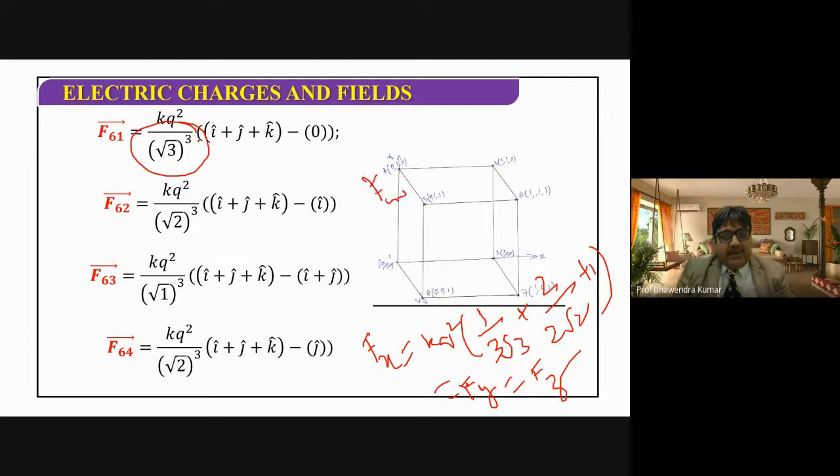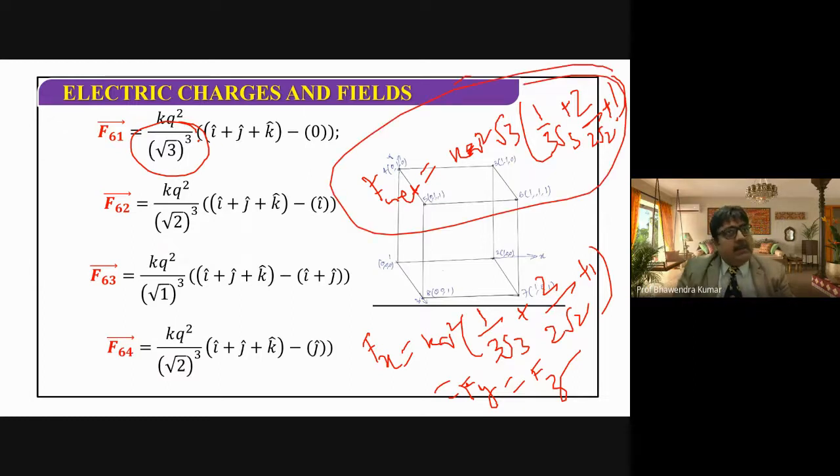If I want to find the net force in the scalar form, then it will be KQ square root 3 into 1 by 3 root 3 plus 2 by 2 root 2 plus 1. Is it clear? Yes. And if Fx, Fy, Fz are equal, it means it is symmetrical on the main diagonal of the cube, right? In the similar manner, if you have the basic idea clear in your mind, any pair of charge they say, you will immediately answer it, right?